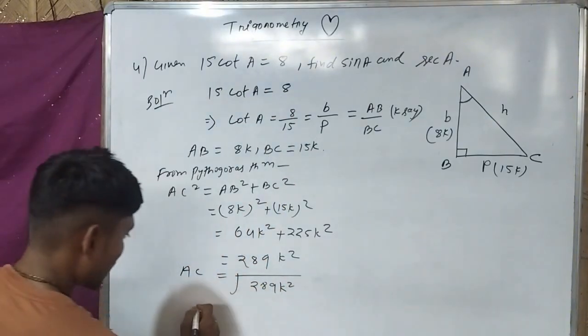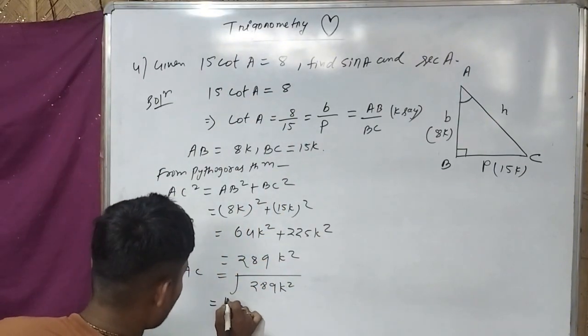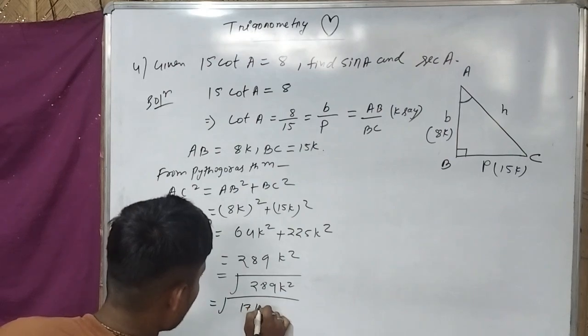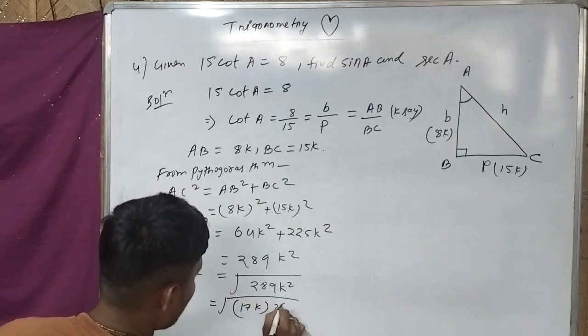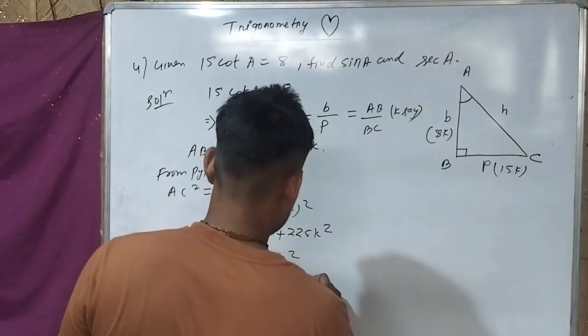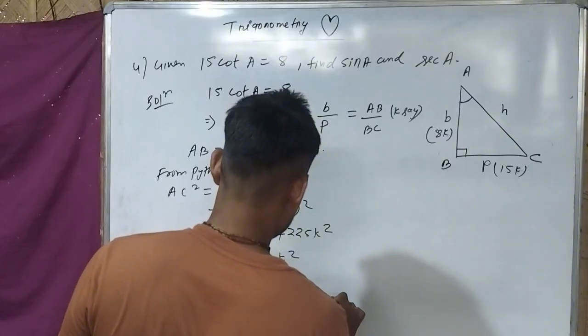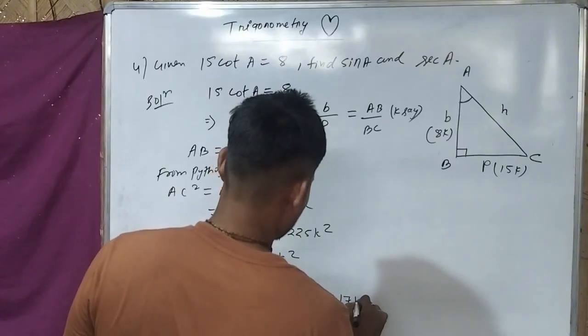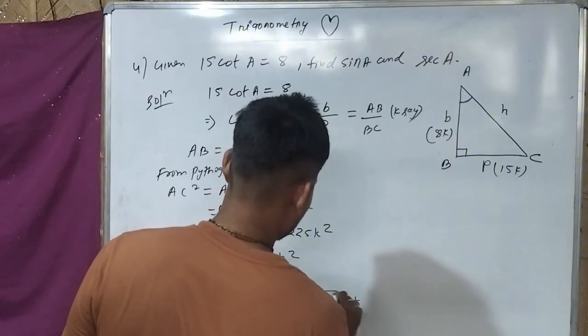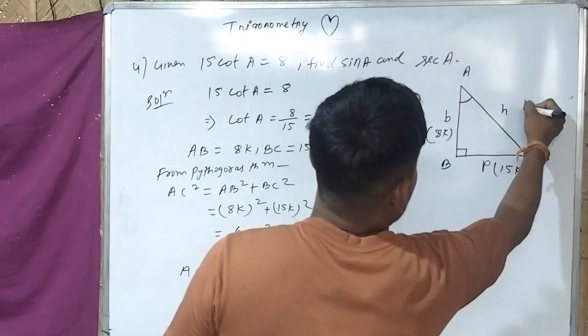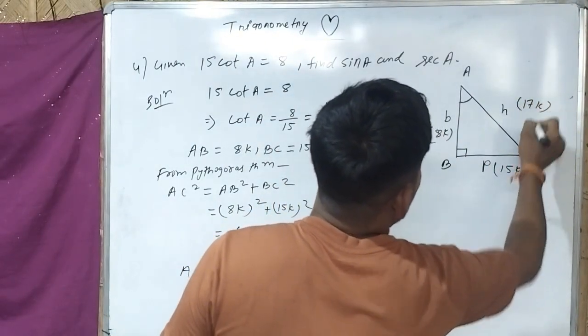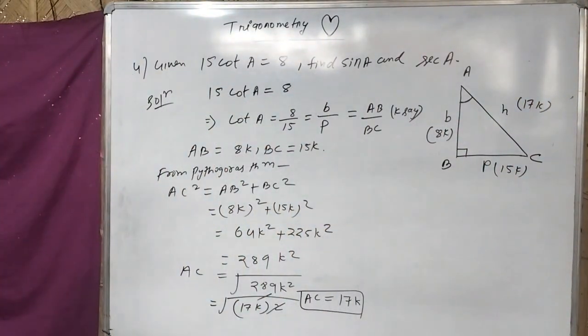That's how we can write this one. I can write it as 17k whole square. The square root cancels, then AC we will get 17k. Okay, this much clear? Clear, no?